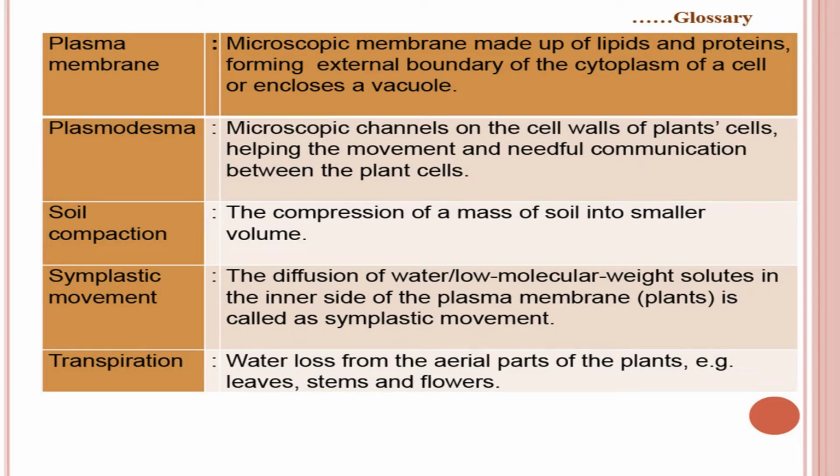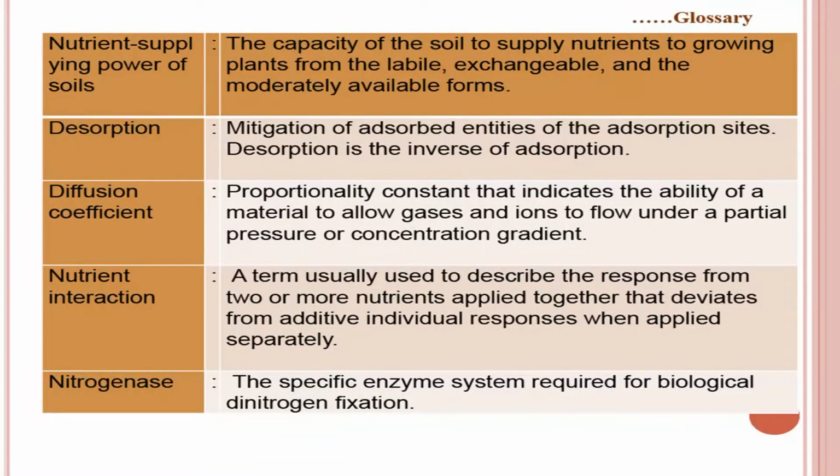You will observe later that transpiration is very important for mass flow of the nutrients in soil. The nutrients supplying power of the soils, the capacity of the soil to supply nutrients to growing plants from the labile, exchangeable and the moderately available forms. This is known as nutrient supplying power or capacity of the soil. Then desorption, it is opposite of adsorption, migration of adsorbed entities or ions off the adsorption sites. Desorption is the inverse of the adsorption.